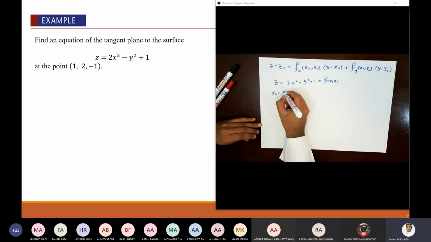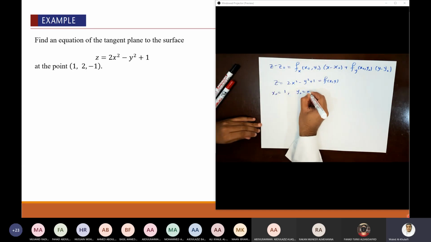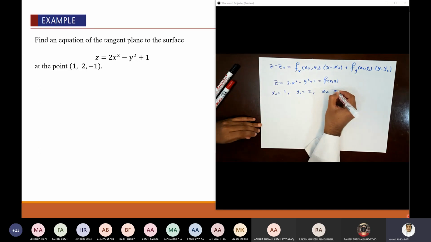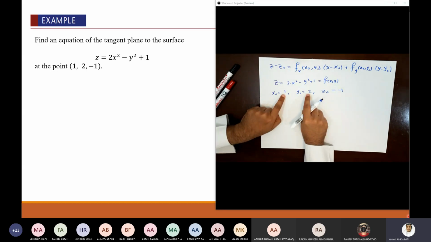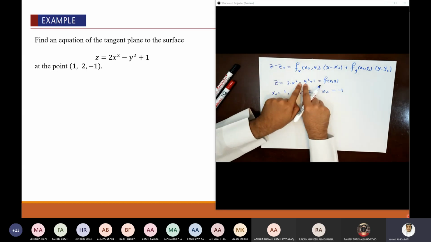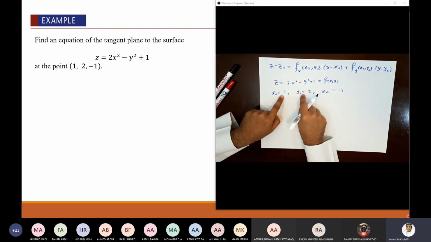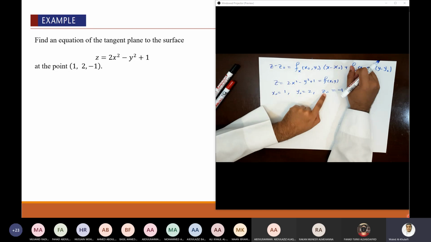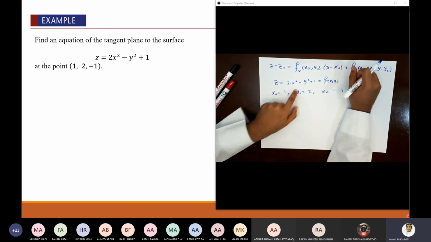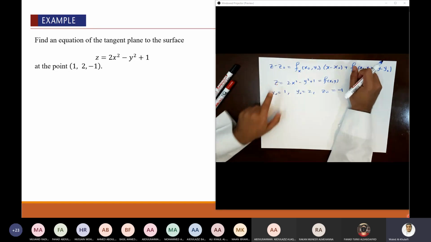Now he gave you the point 1 and 2, so these are x naught, y naught, and z naught is equal to minus 1. These numbers are picked from the point because he told me to evaluate at this point. And by the way, guys, when you substitute x naught, y naught here, you will get the z naught, which is the value of the function at these two points. So even if he gave you only x naught, y naught, you can find the z naught, because you just substitute in the function and you will get the z naught.